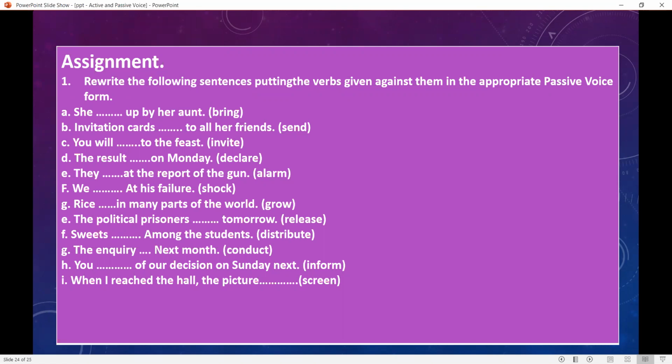Invitation cards, dash to all her friends. You will dash to the feast. The result dash on Monday. They dash at the report of the gun. We dash at his failure. Rice dash in many parts of the world. The political prisoners dash tomorrow. Sweets dash among the students. The inquiry dash next month. You dash of our decision on Sunday next. When I reach the hall, the picture dash. I want all of you to answer this.